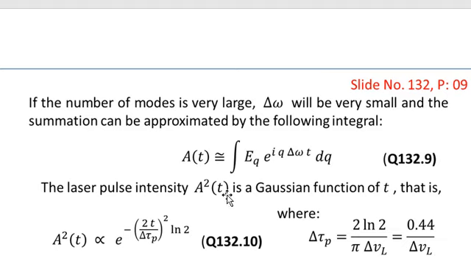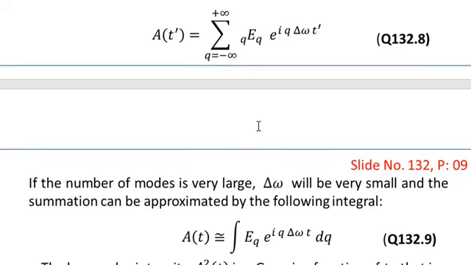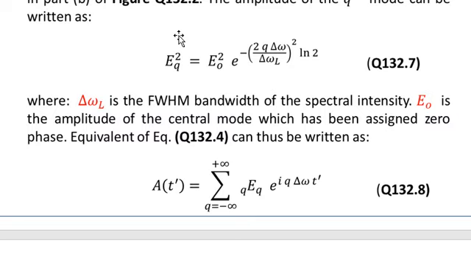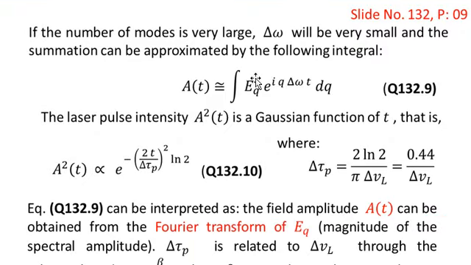The laser pulse intensity, A squared as a function of time, is a Gaussian function of time given by this expression. So you see that what you need to do is substitute the value of A of t, and substitute the value of E_q. You know that E_q is given over here. Take the square root of both sides of this equation to find the value of E_q. Substitute the value of E_q over here in this integral, and then perform the integration.